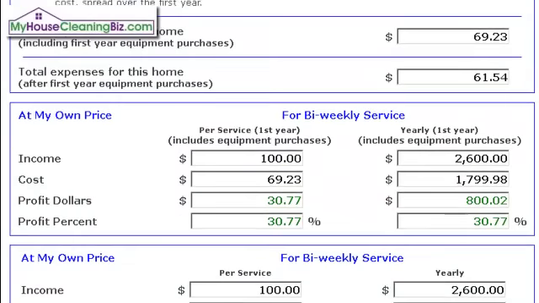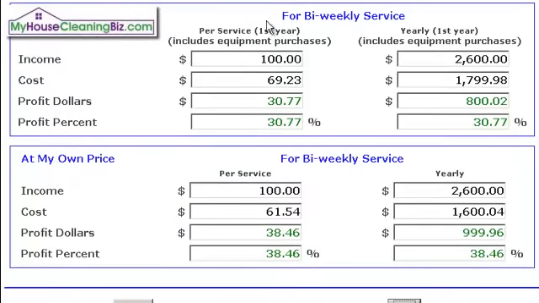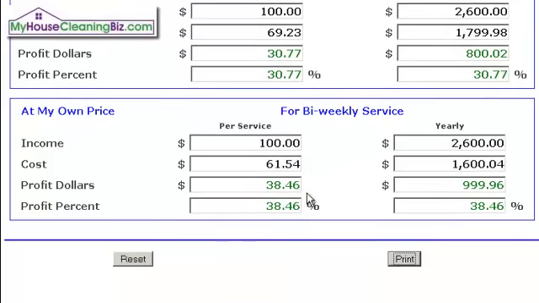So now what the calculator has done, it's estimated out our first year expenses including the equipment purchase, and here's our expenses, and this is per service. The first set of numbers takes into consideration that equipment purchase, and it estimates that $200 over time. So this cost includes the purchase plus all the other expenses per service, and then it calculates it out for 1 year. This bottom one here is the one that we really want to look at, because this is the results of whether or not you're profitable.